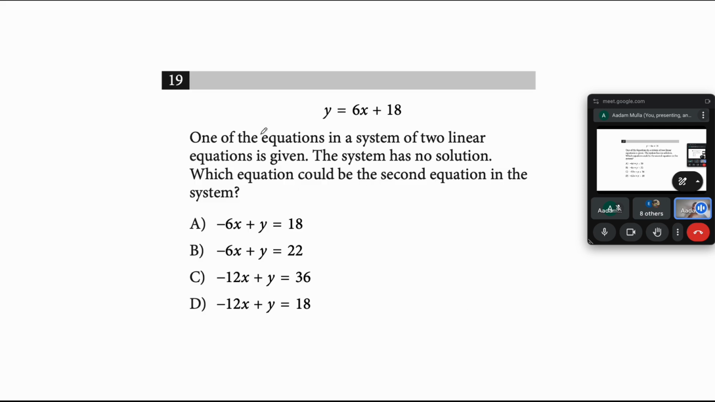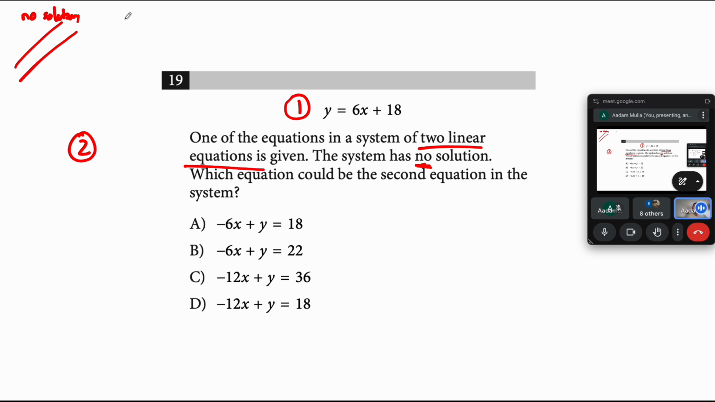I want to look at this question. So it says we've got equation y equals 6x plus 18. One of the equations in a system of two linear equations is given. So this is one equation, and there's another equation that we don't know. It's going to be one of these. The system has no solution. So if a system has no solutions, that means that it's never touching each other. That means no solutions. So these type of questions come up quite often. They're quite simple once you've understood them.